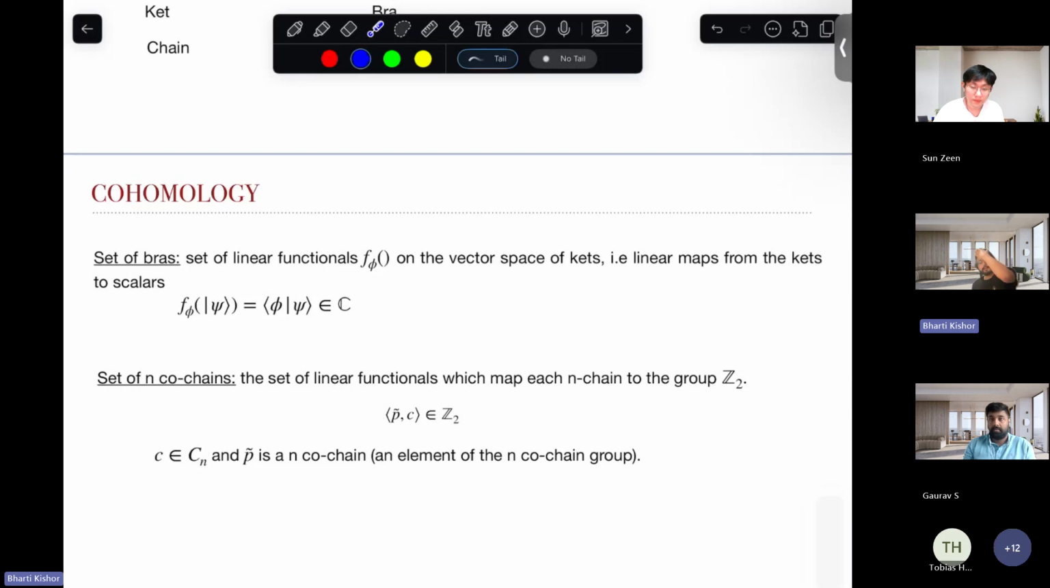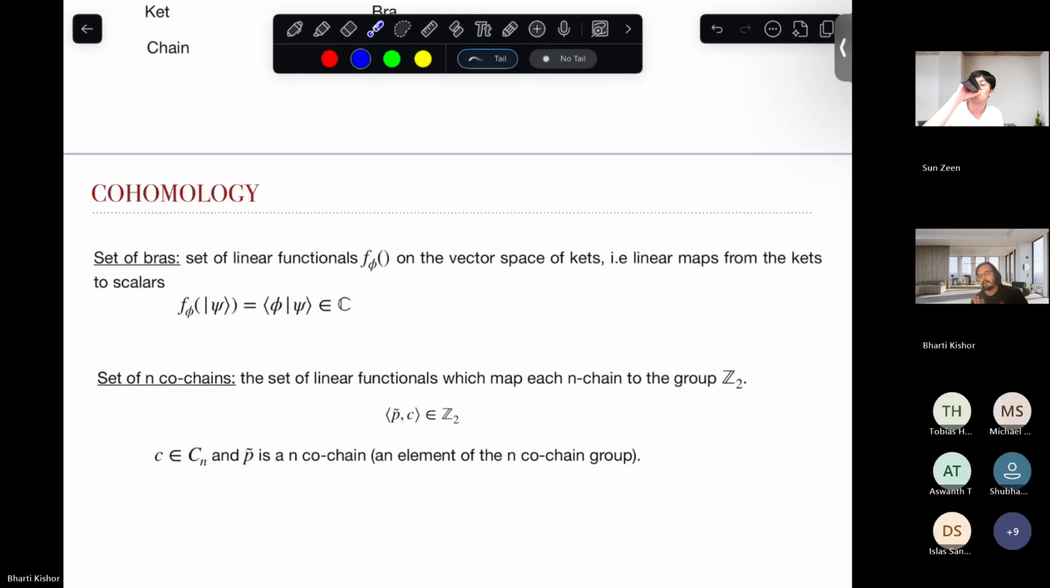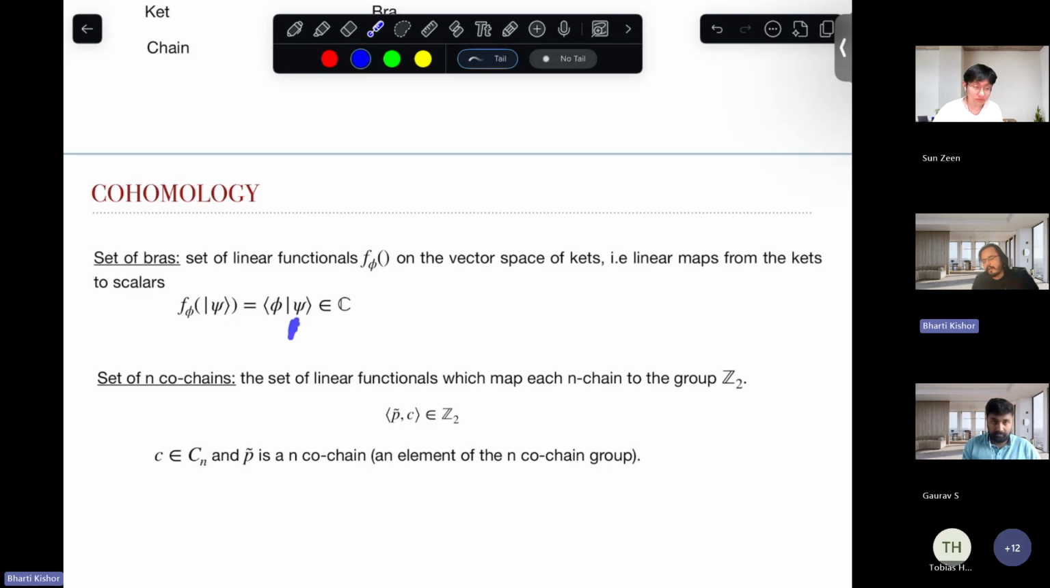So for example, what are the set of bras? So it's nothing but you have some ket, and the bra basically takes you from a ket to a complex number, right? If you have some ket, you activate a bra, you get a complex number.